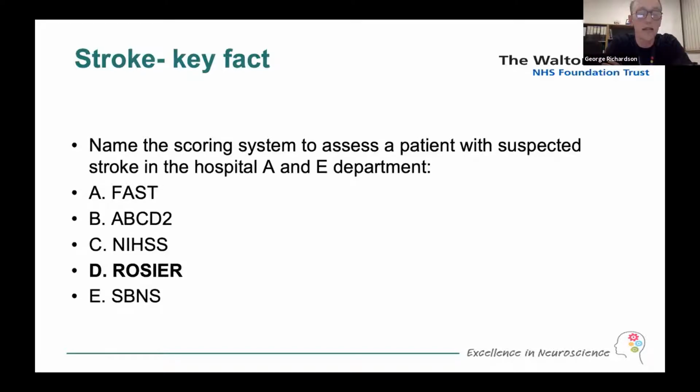ABCD2 is a TIA scoring system. The NIHSS, I can't actually remember what I put that was. Rosier is the A&E department, obviously, and then the SBNS is the Society of British Neurosurgeons, so that's nothing to do with it.